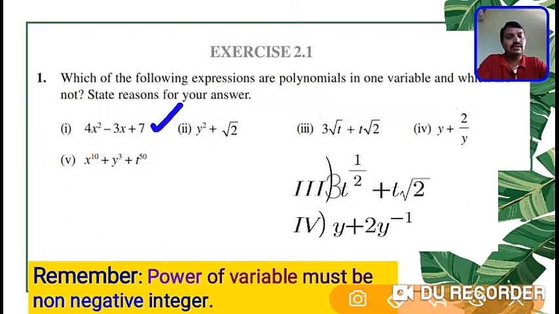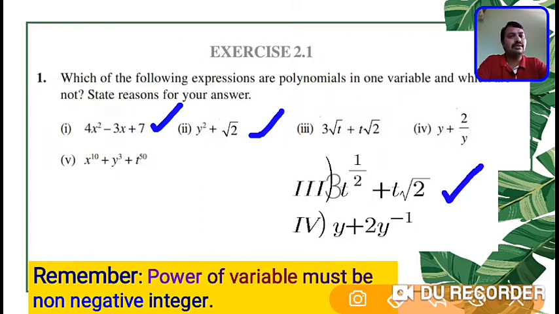Why? Because see, here the power of variables are, in first term it is 2, in second term it is nothing means 1, and third term there is no variable means the power of variable will be 0, because any number raised to power 0 is equal to 1. Second part, see, it is also a polynomial because here also the power of y is 2, which is a non-negative integer.